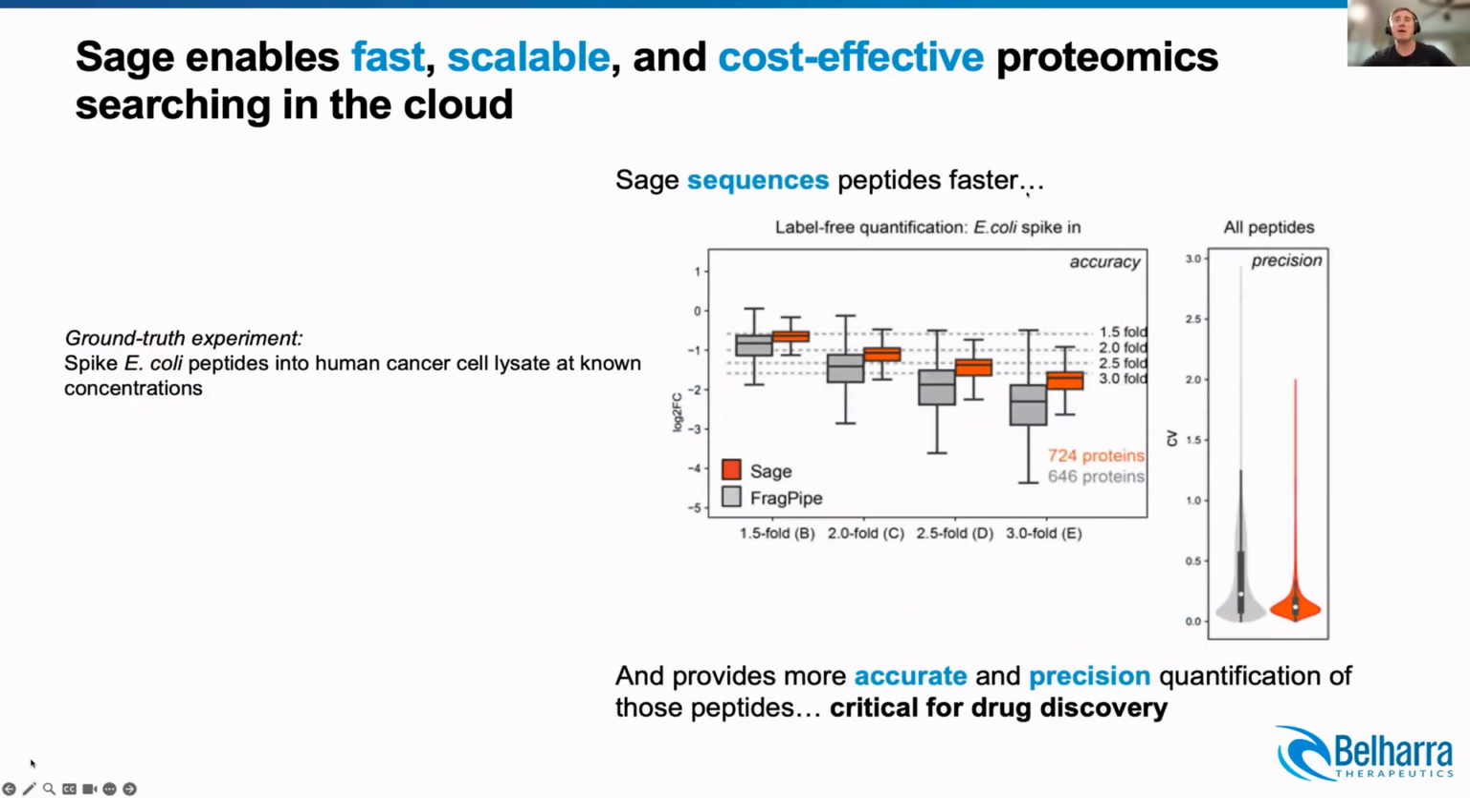Not only can Sage sequence peptides faster, but we also do it more accurately and precisely than existing closed source tools. So we can use a ground truth experiment where we spike E. coli peptides into cancer cell lysates at known ratios. Sage accurately recapitulates these known ratios and does so while identifying more proteins than our competitive tools. And we also do so with higher precision as measured by coefficient of variation of different peptide measurements.